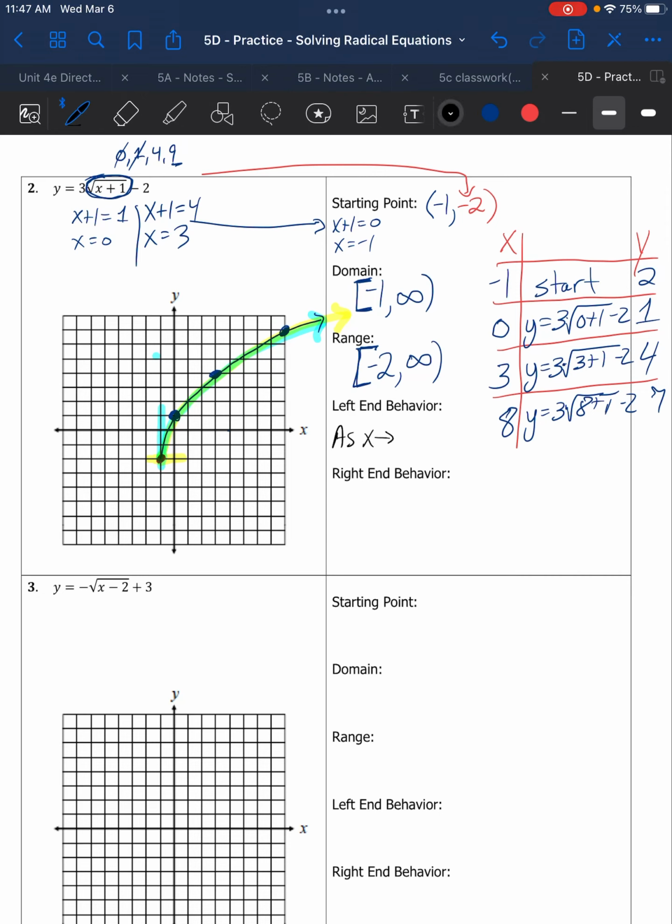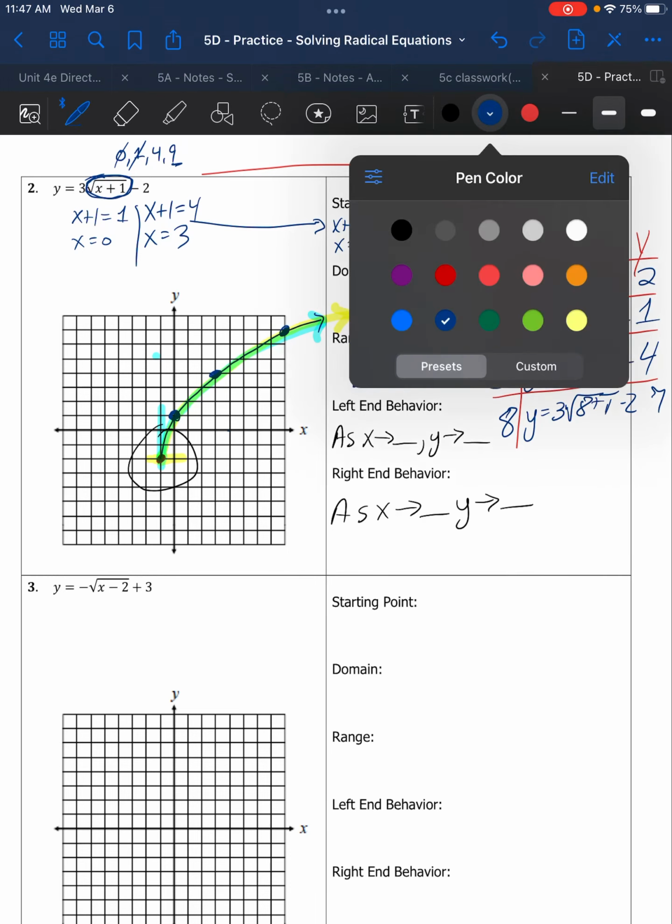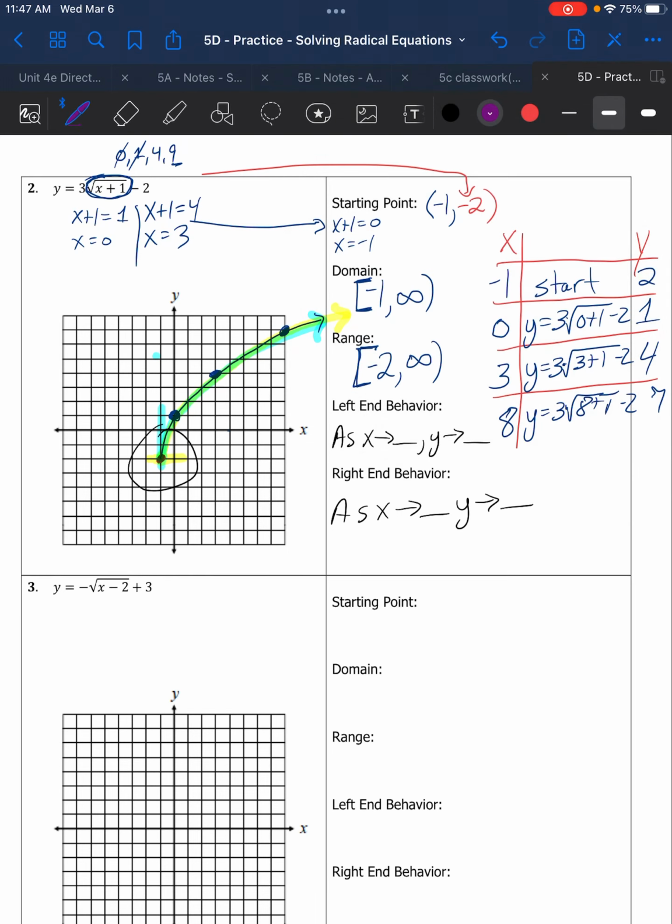Left end behavior: as x goes to blank, y goes to blank. And the right end behavior, I'm going to write this out. As the left end, as x goes to, I'm thinking about a coordinate. So if I put a coordinate on here, and wait, I can't pick this up at all, can I? I need to pick this point up.